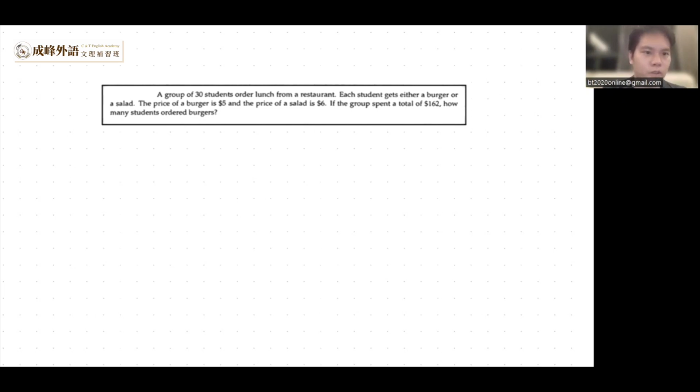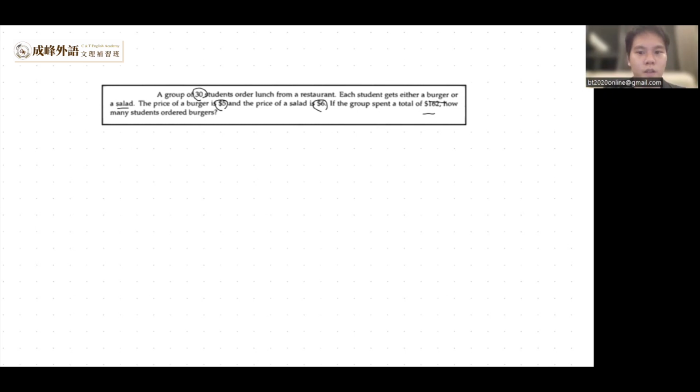A group of 30 students order lunch from a restaurant. They either get a burger or a salad. The price of the burger and salad is also given, $5 and $6 respectively. The group spent a total of $162. How many ordered burgers? First off, we start from defining the variables.